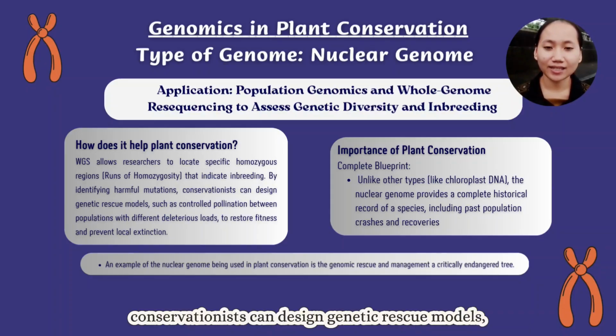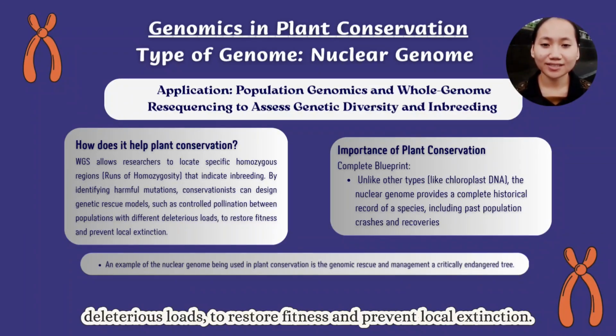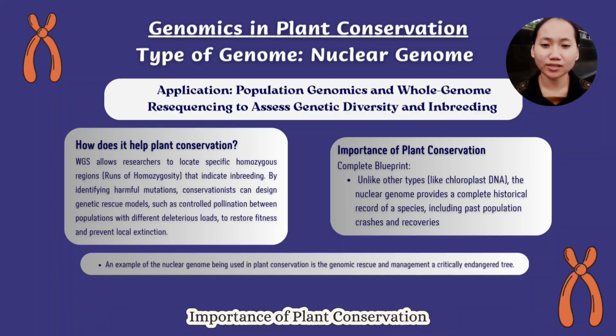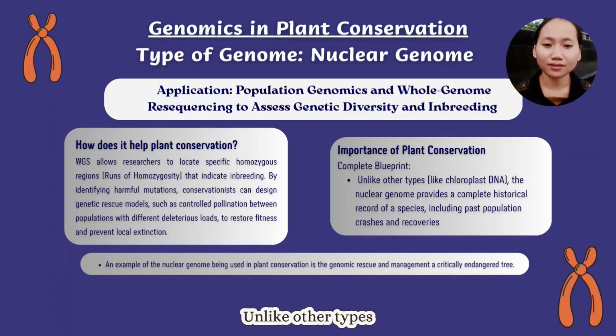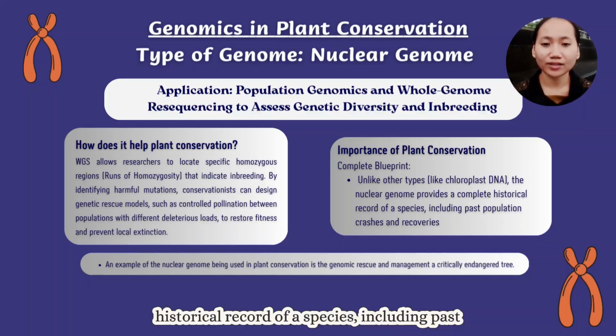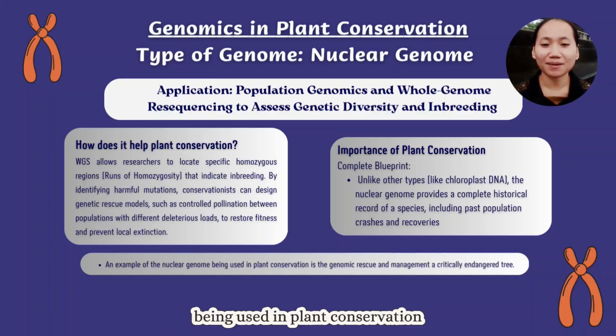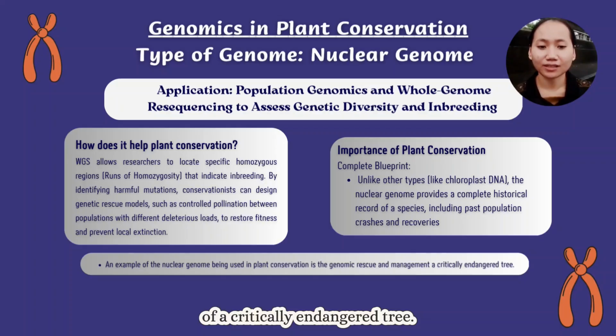Conservationists can design genetic rescue models such as controlled pollination between populations with different deleterious load to restore fitness and prevent local extinction. Importance of the nuclear genome: the complete blueprint. Unlike other types like chloroplast DNA, the nuclear genome provides a complete historical record of a species, including past population decline, the present and recovery. An example of the nuclear genome being used in plant conservation is the genomic discovery and management.